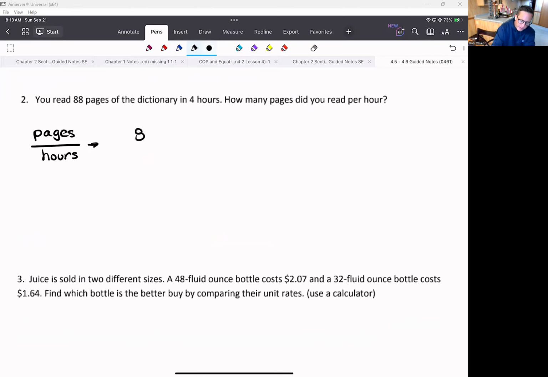So 88 is on top, 4 is on the bottom. So 88 divided by 4, that comes out to 22. So that comes out to 22 pages every 1 hour.